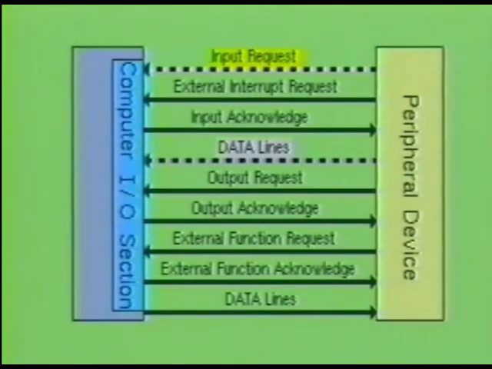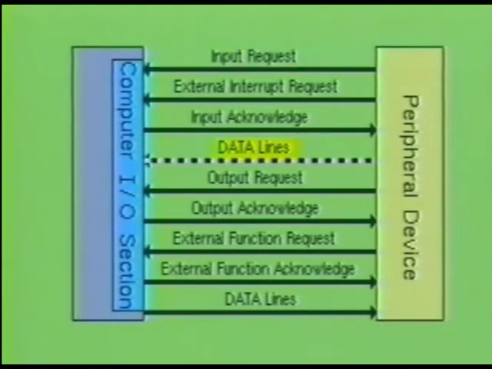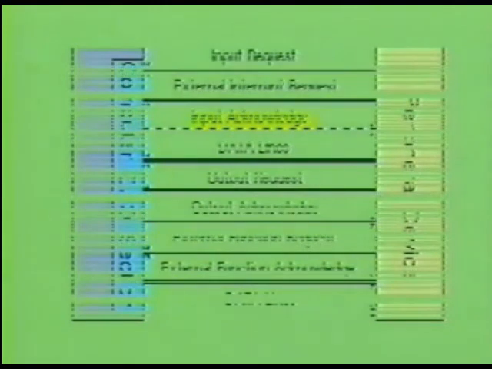Next, the peripheral device sends another control signal to the computer via the input request line. The peripheral device also places the data to be transferred onto the data lines. After the computer acknowledges the input request signal, it reads the data from the data lines. Once the computer has read the information from the data lines, it sends another control signal through the input acknowledge line to inform the device that the data has been accepted.